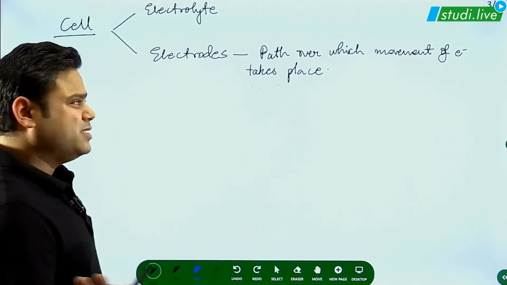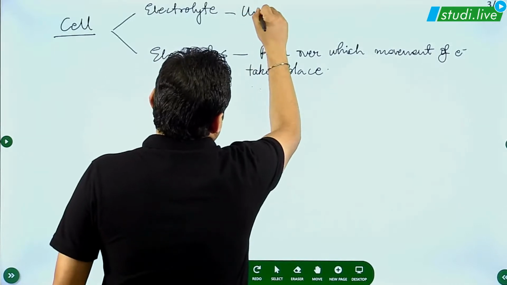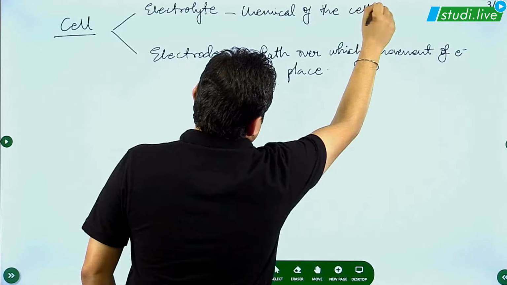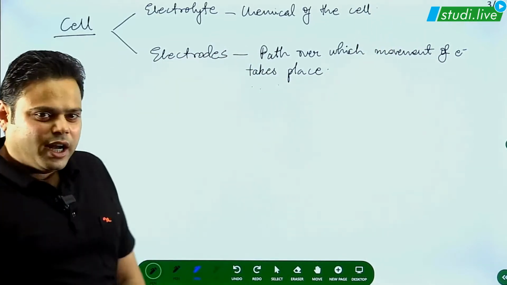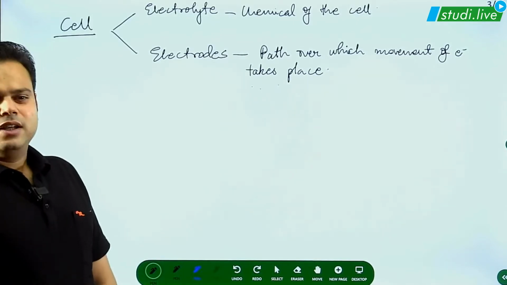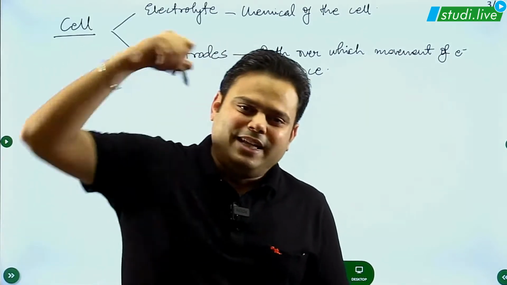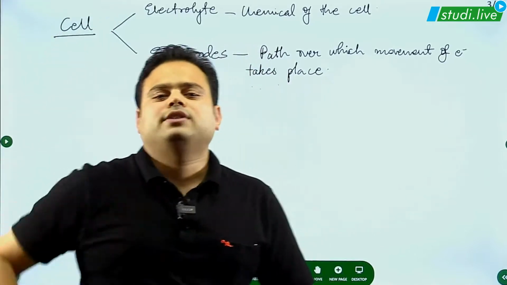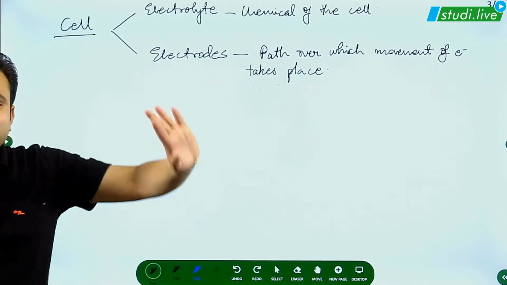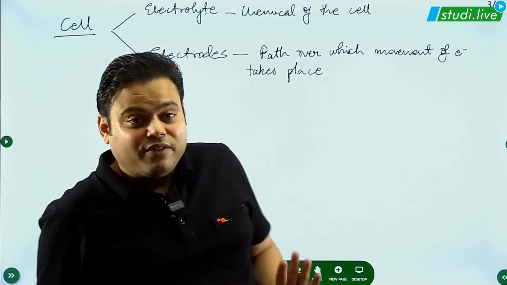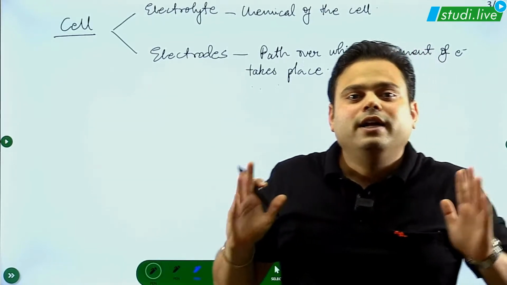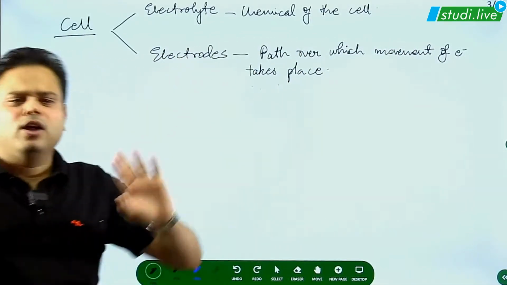What is electrolyte? Very simple answer. Electrolyte is the chemical of the cell. Electrodes are the path over which movement of electrons takes place. As I told, this movement can be inside the cell or outside the cell, depending upon the type of cell that we are using. But electrode is the path over which movement of electrons will take place. Electrolyte is the chemical of the cell.